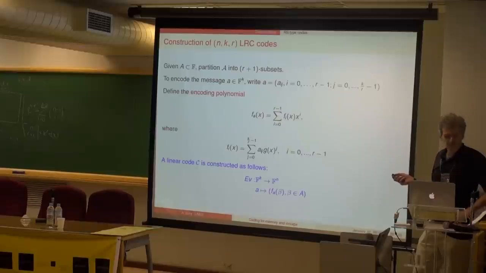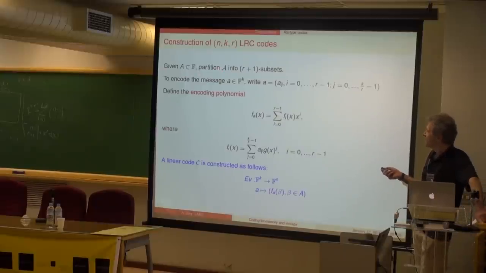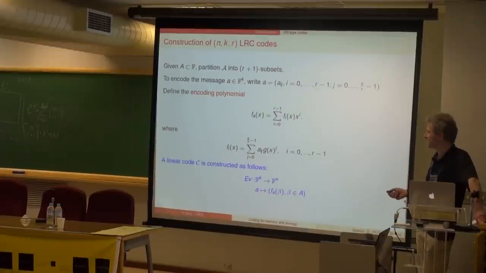So, with that polynomial, we do the following encoding. Partition our set of points, A, into subsets of size r plus 1. And then to encode the message, we take k symbols and we write them as a_ij, where i takes r values, j takes k over r values, so altogether there are k symbols, but they're partitioned into those groups. Construct the polynomials f_i of x, the sum over j from 0 to k over r minus 1 of a_ij times g(x) to the j. Right, so here it gets somewhat non-trivial, g(x) to the j. And then out of these polynomials, we make a polynomial as follows. f_a for the message is the sum of f_i of x times x to the i. And then the encoding goes as in Reed-Solomon coding. We take our polynomial f_a, we evaluate it at all the points of the set A, and we get the code.